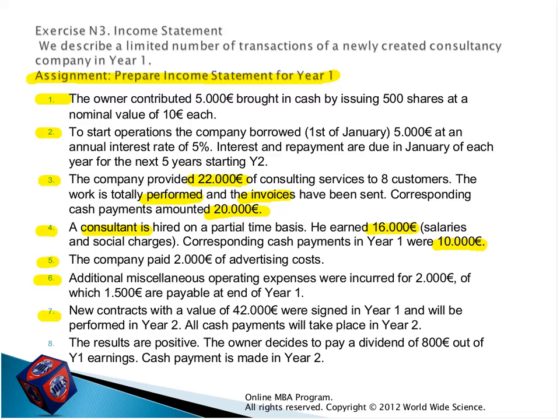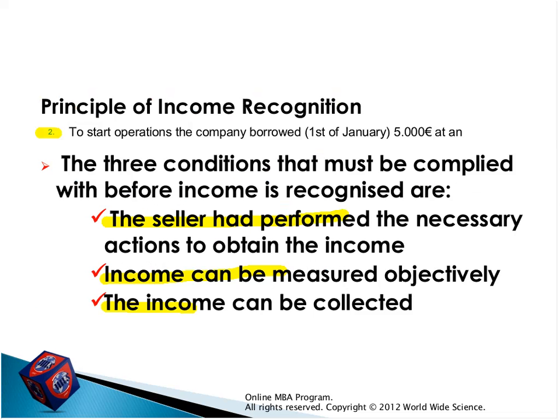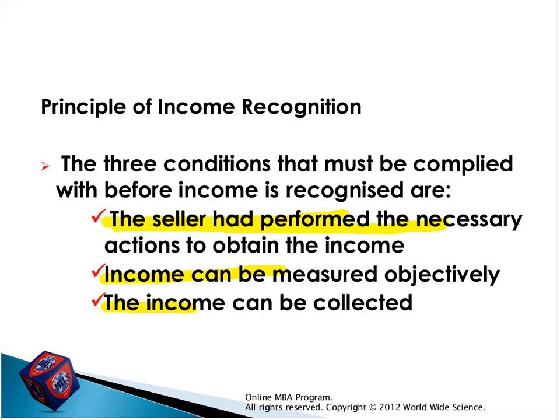And to interpret this statement correctly, you have to remember the principle of income recognition. There are three very important things I want to show you. When we recognize our revenue, our income, first, the seller has performed the necessary action to obtain income, which means he has already provided consulting services. But in our assignment, we haven't provided the consulting services, we just signed the contract only, right?